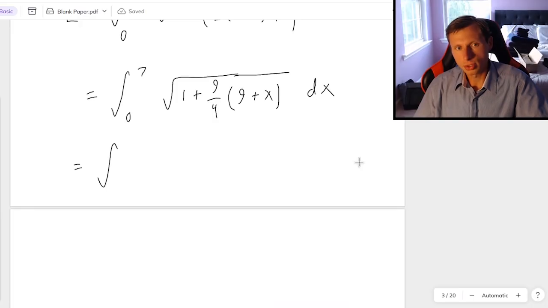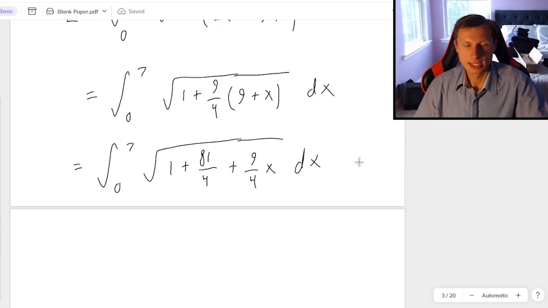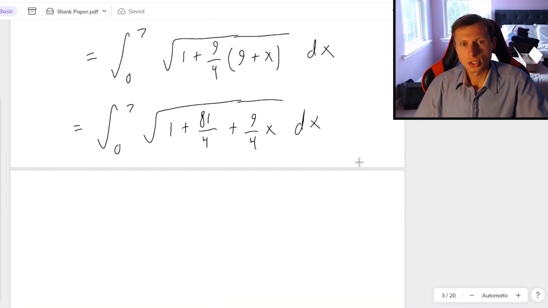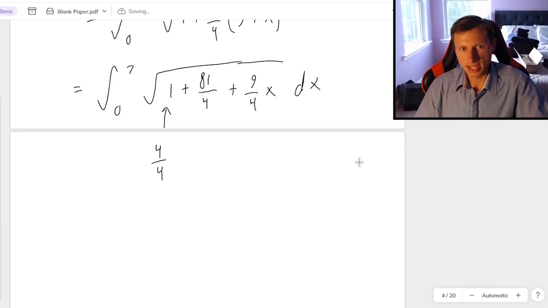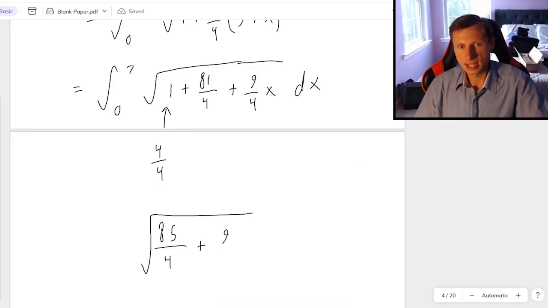I'm now going to distribute that 9 fourths to both terms, because that's perfectly legal and a good idea. So it's going to be 1 plus 81 fourths plus 9 fourths x dx. And now that I see it, yes, this integral can be solved. Thank goodness. So first, let's add 1 plus 81 fourths, because remember, 1 is really just 4 fourths. So 4 plus 81 is 85. So we really have 85 fourths plus our 9 fourths x.